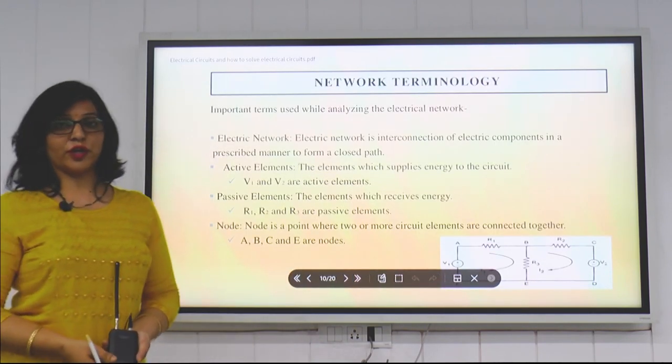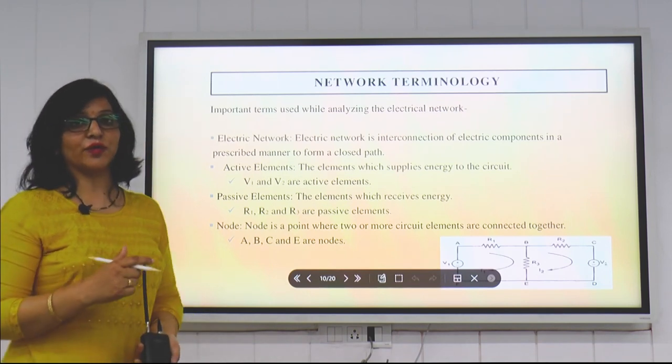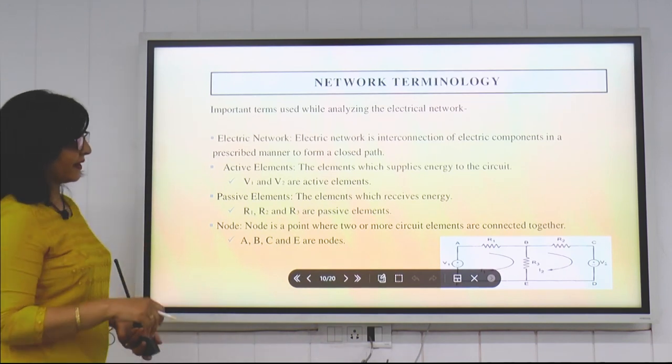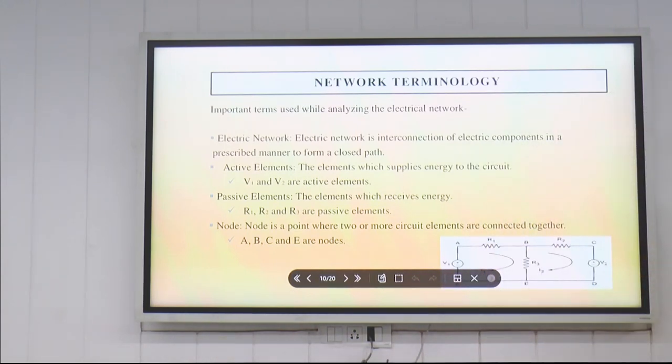Next is network terminology. Before going to analyze the electric network, we have to learn some basic terms. First is electric network. An electric network is the interconnection of electric components connected in a desired manner to form a closed loop. This is the figure of the electric network.